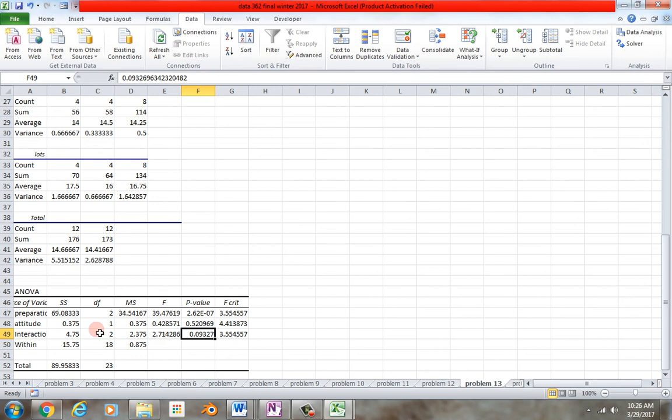However, if we're sticking with 0.05, we would throw that out and we would just go do a one-way analysis of variance on preparation.